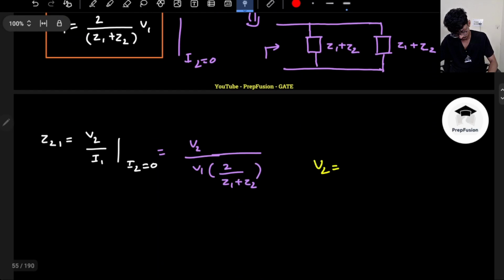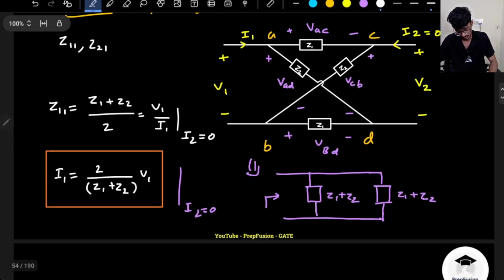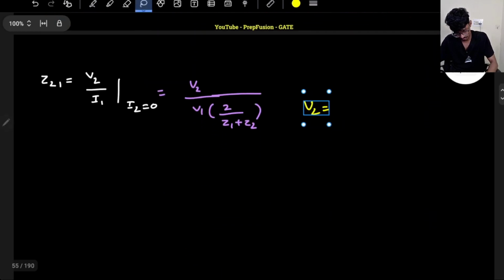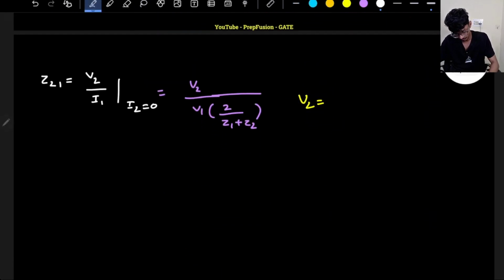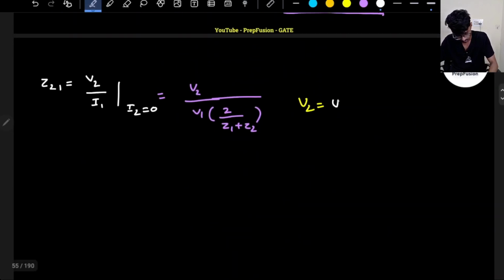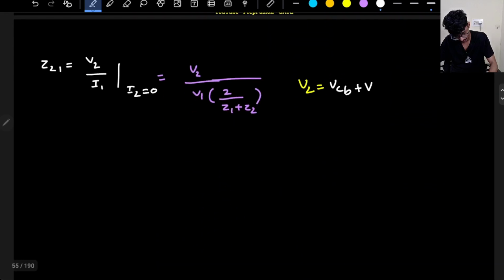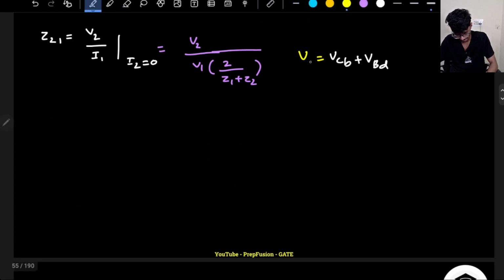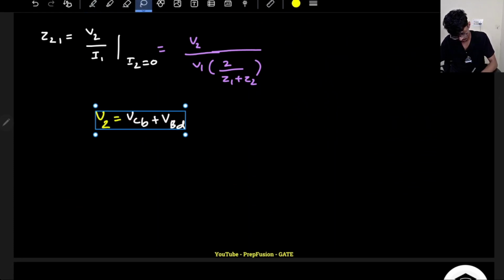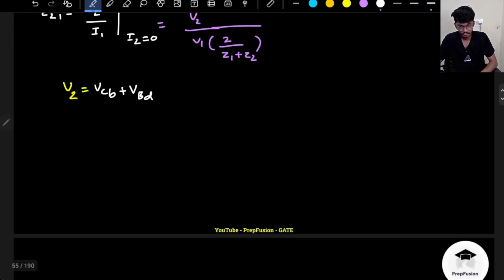Okay, so your V2 will be equal to the sum of this VCV plus VBD. I can apply KVL, right? Simple KVL I am applying. So it is VCV plus VBD. Okay, so that is what my V2 is equal to.